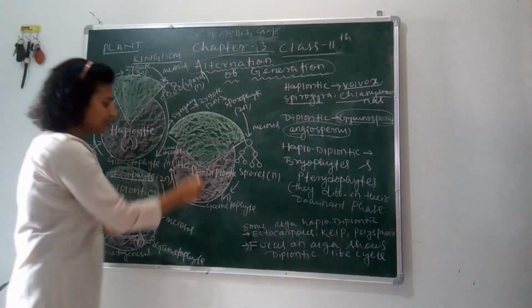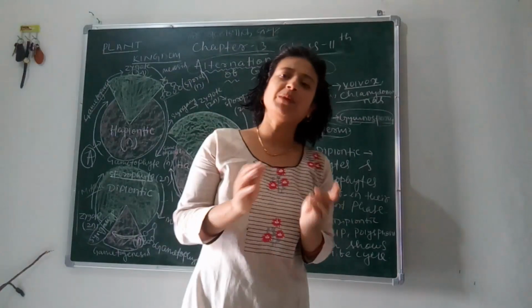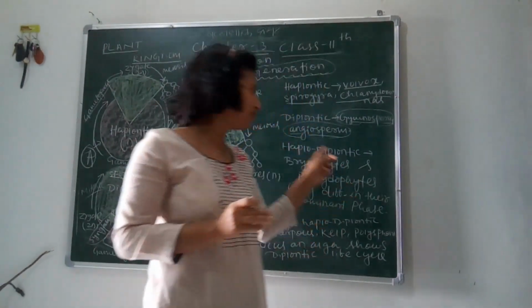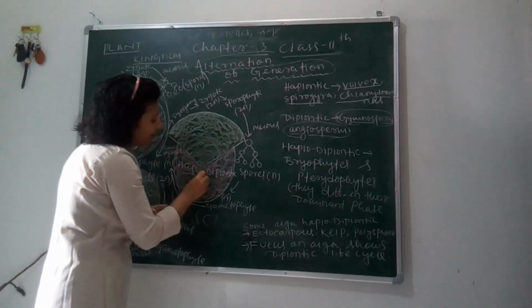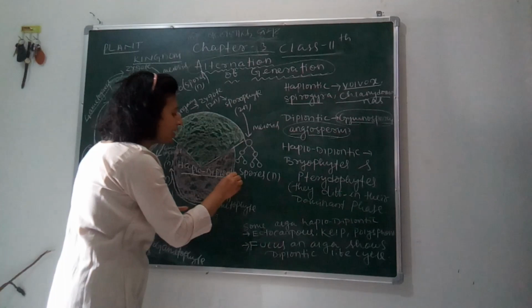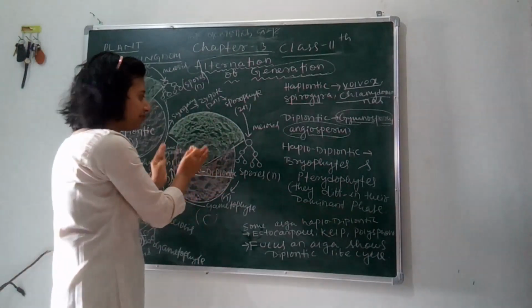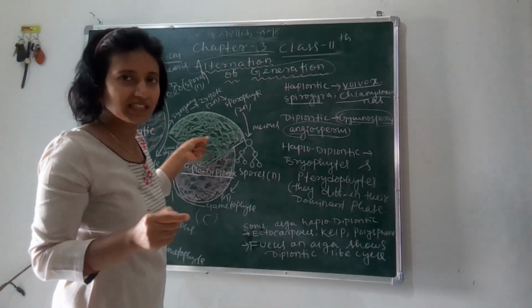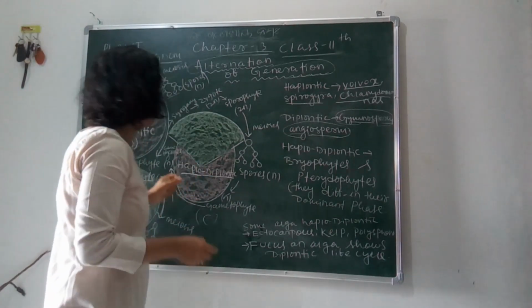So next, the haplodiploidic life cycle means both the phases are equally spent by any organism of the division of plant kingdom. So we can see this diagram. I have written this as haplodiploidic life cycle means if we consider it as 100%, then 50% of the life cycle is completed through the haplontic phase and 50% through the diplontic phase.